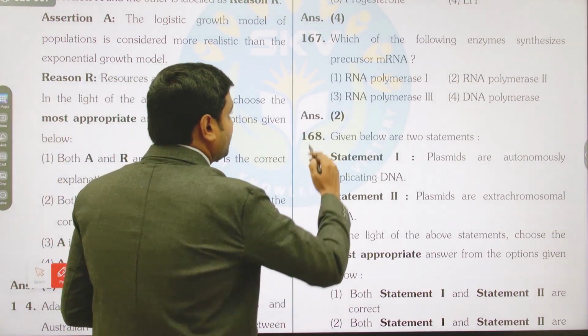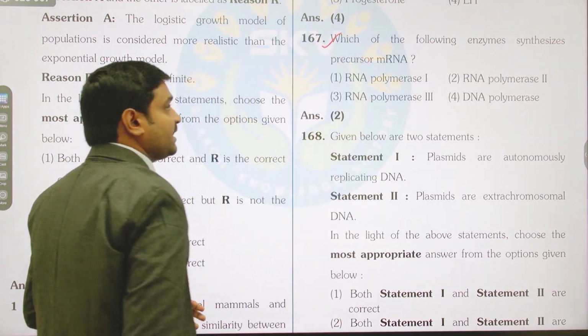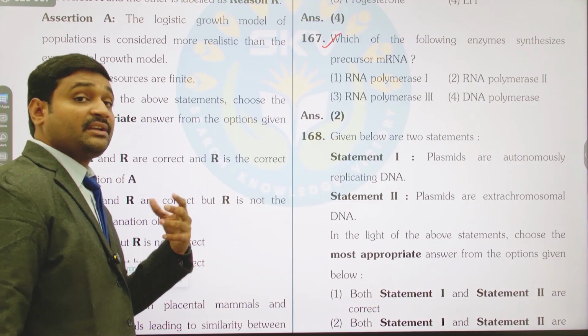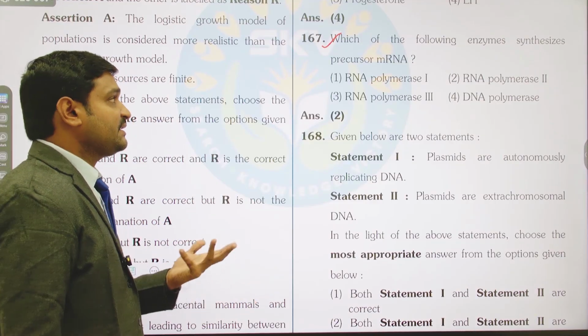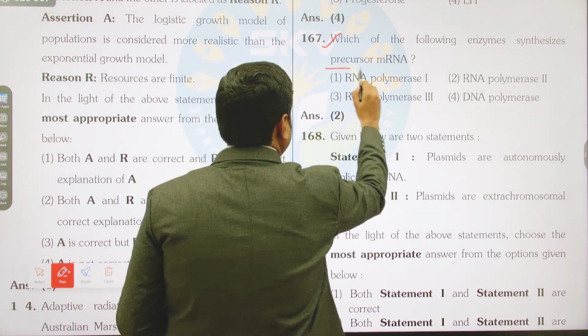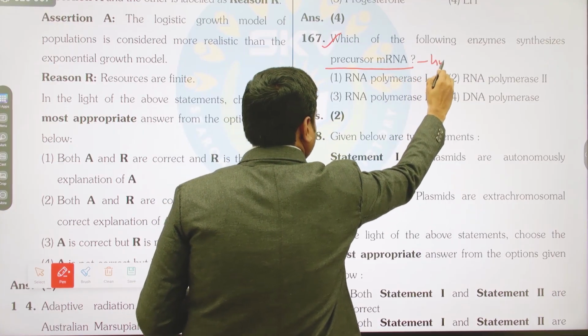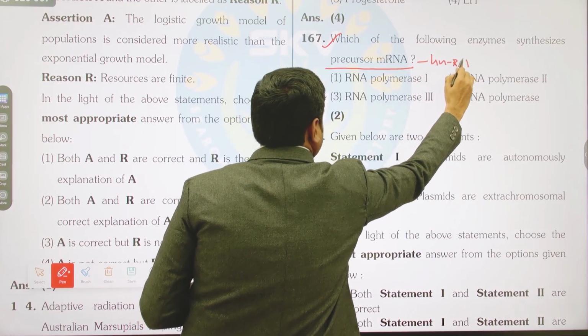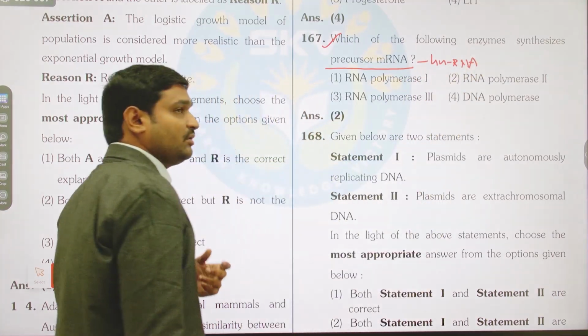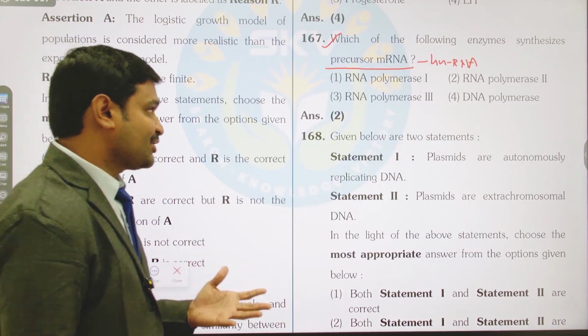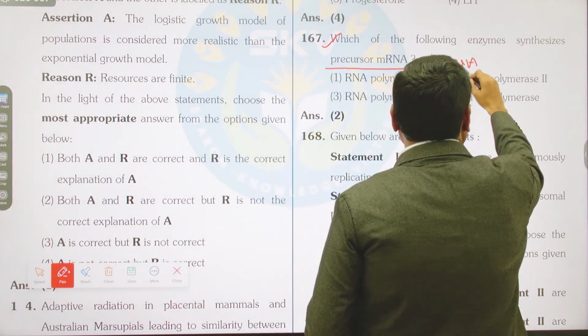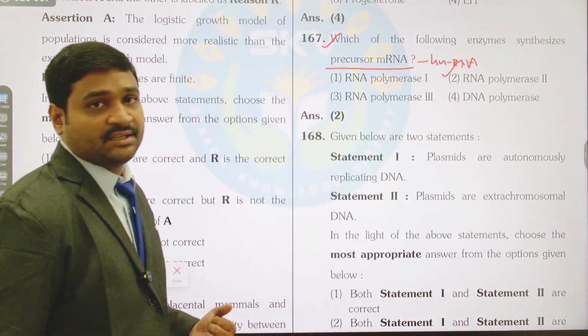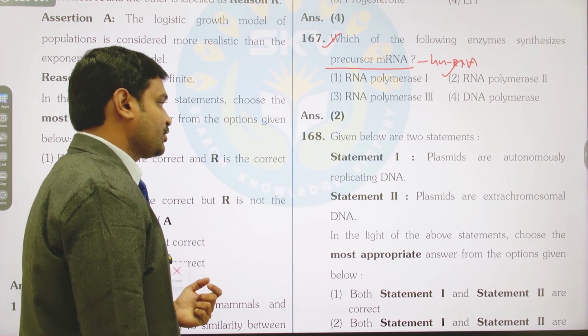Another question: which of the following enzymes synthesizes the precursor mRNA? Who is the precursor of mRNA? That is hnRNA. So absolutely, RNA polymerase 2 synthesizes the hnRNA. So that is option number 2.